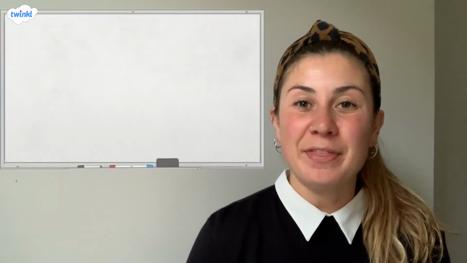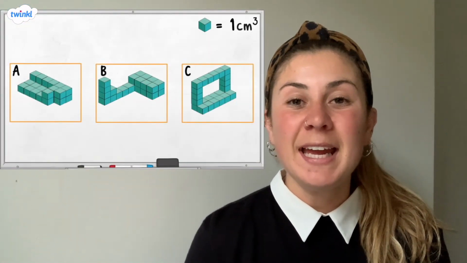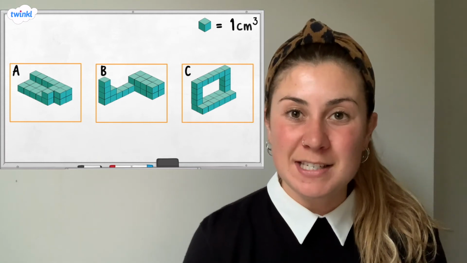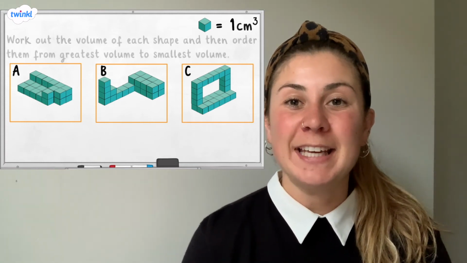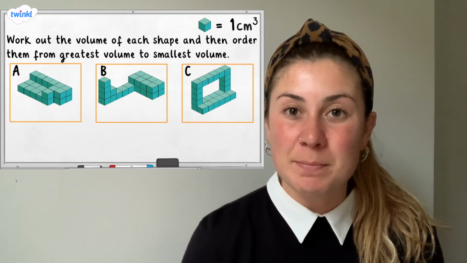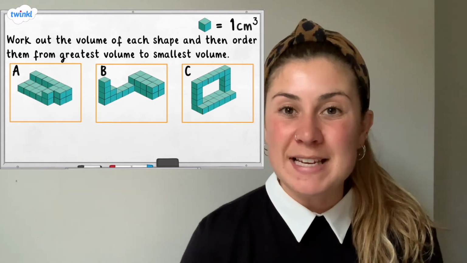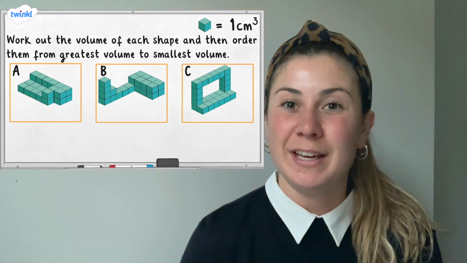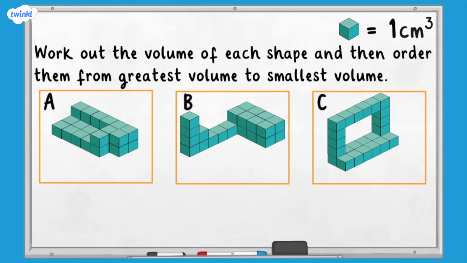Take a look at these 3 shapes. Each cube is 1 cubic centimetre. Can you calculate the volume of each shape and then order them from the greatest volume to the smallest volume? Remember to count the cubes you can see and the cubes that you cannot see. Pause here and have a go, and then press play again when you're ready to continue.